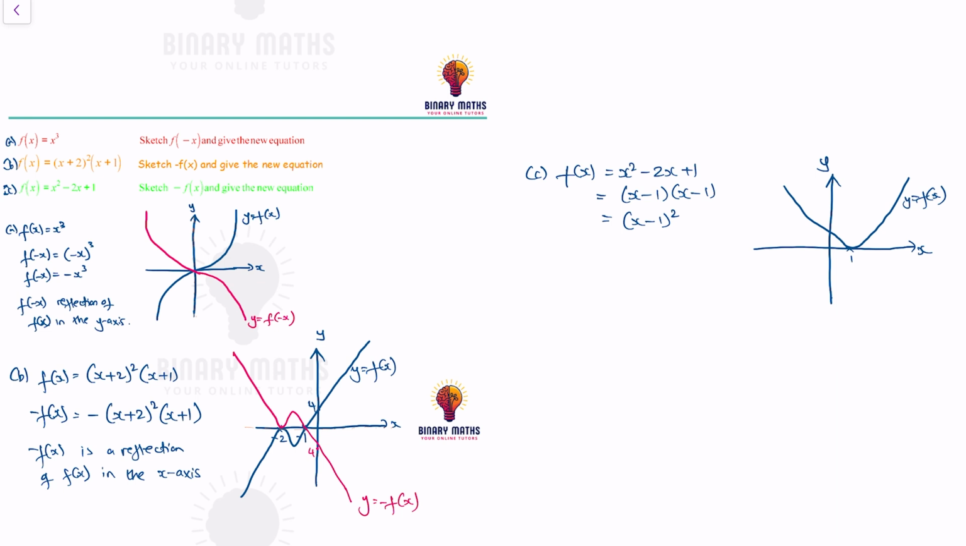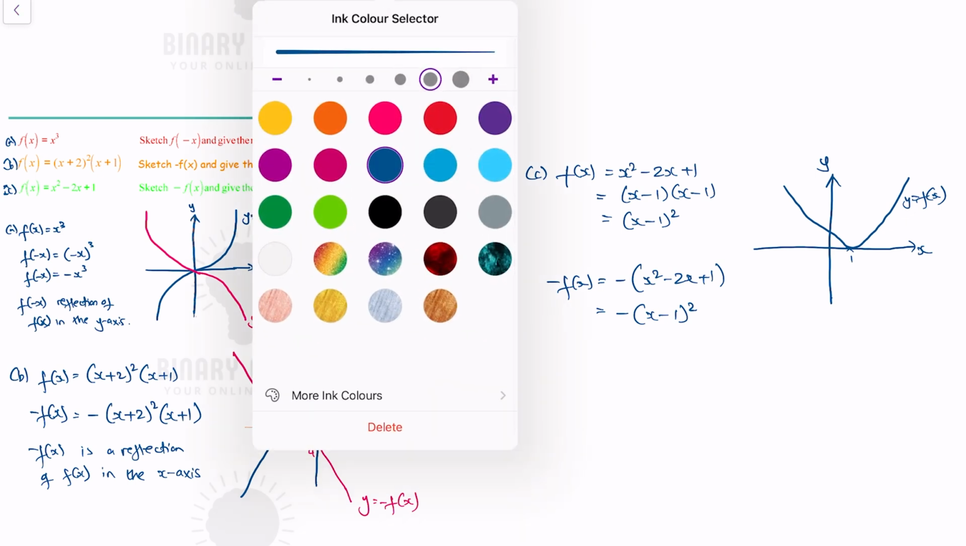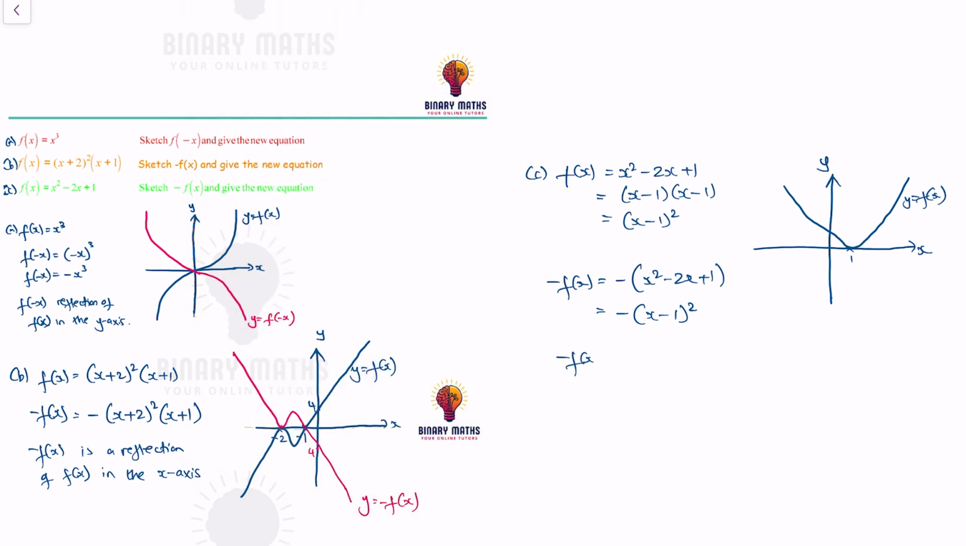So now we're trying to work out minus f of x. Minus f of x is minus (x squared minus 2x plus 1), which is negative of (x minus 1) all squared. Before I sketch it out, let's write what it is. So minus f of x is a reflection of f of x. Because the y values are changing, it's a reflection in the x-axis. So if I were to draw a line in the x-axis, everything's reflected along that line, so it's going to look like so. So y is equal to negative f of x.